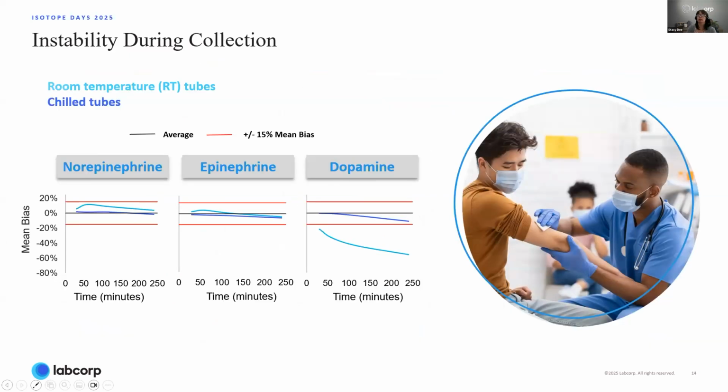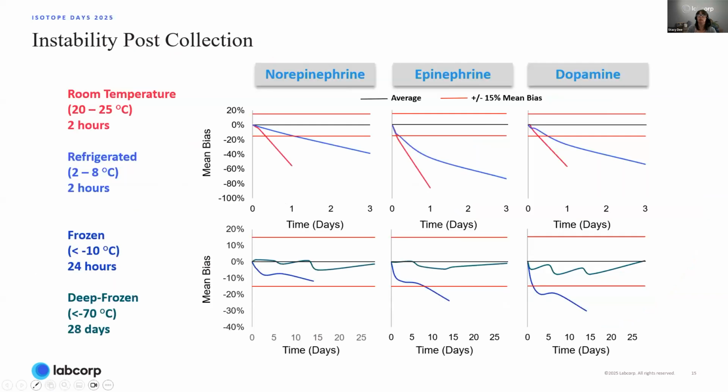The next thing we looked at was stability, or instability rather. And what you see here is this blue line shows that in room temperature tubes, dopamine is not stable at all. So to stabilize our analytes long enough for us to draw the sample and then get it into the freezer, we had to use chilled tubes. These tubes were chilled on ice for at least 15 minutes prior to the draw, and then they were placed back on ice. And this is kind of a big thing to do if you're drawing a lot of patients. So let's move on to the next part.